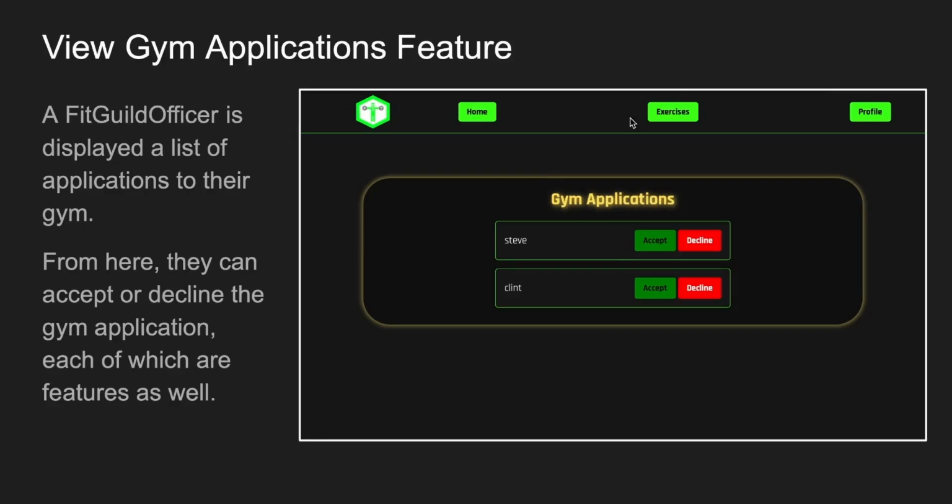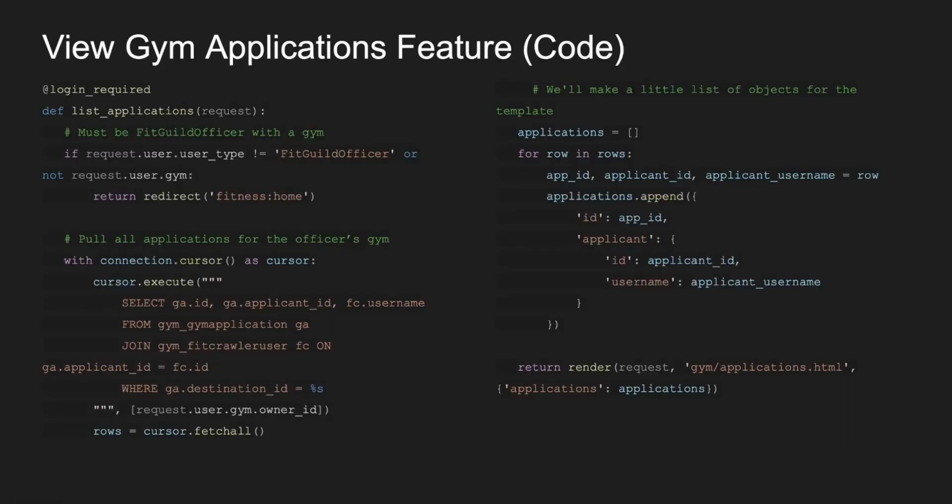This is viewing the gym applications, so a Fit Guild officer can see how many people are applying to their gym, and this is where they accept or decline those members. Here is the code for that. So you can see it's selecting from the applications table, and it's going to list out all the applications to that gym, and it's also going to join that with the FitCrawler user. So it's going to give you the details of that FitCrawler user, which tells you the name of the user that is applying to your gym.